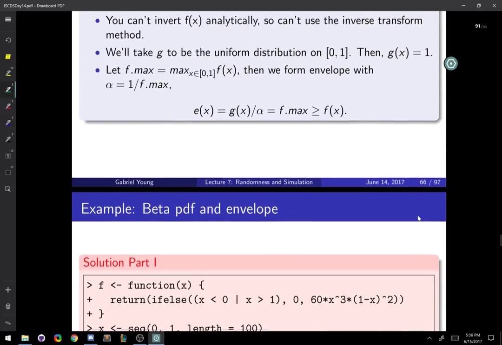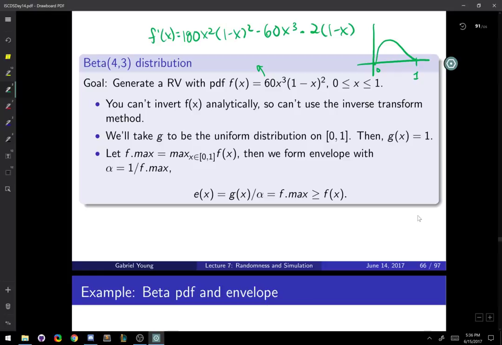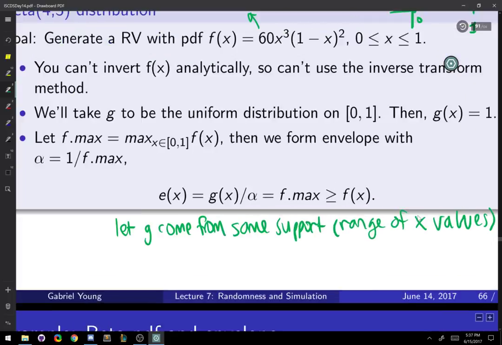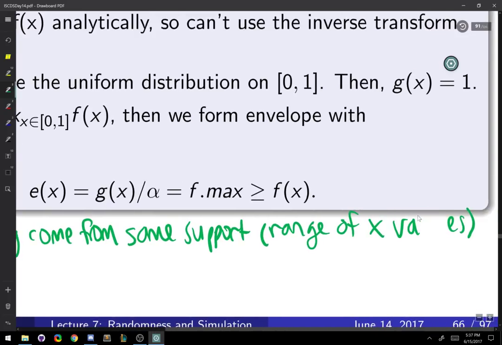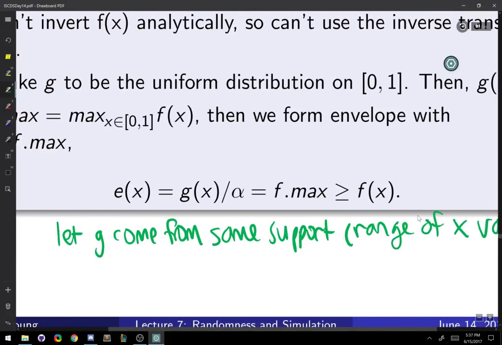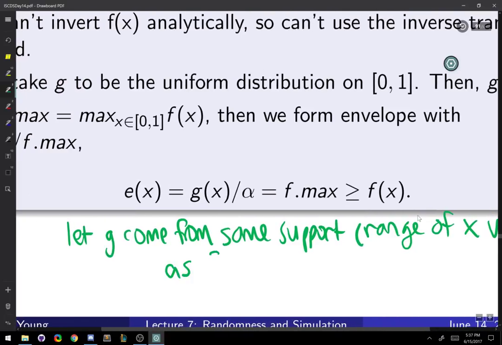Let g come from the same support as your target. What does support mean? Support is the possible range of x values from your probability density or mass function. So for a beta, the support is right here in the slides for that specific distribution. So g does go 0 to 1, yeah, but it's because of the support. Yes, but the u always goes 0 to 1. So that's why it's really confusing, because when people do this homework problem next week, they're going to pick both to be 0 to 1 when only one of them should.